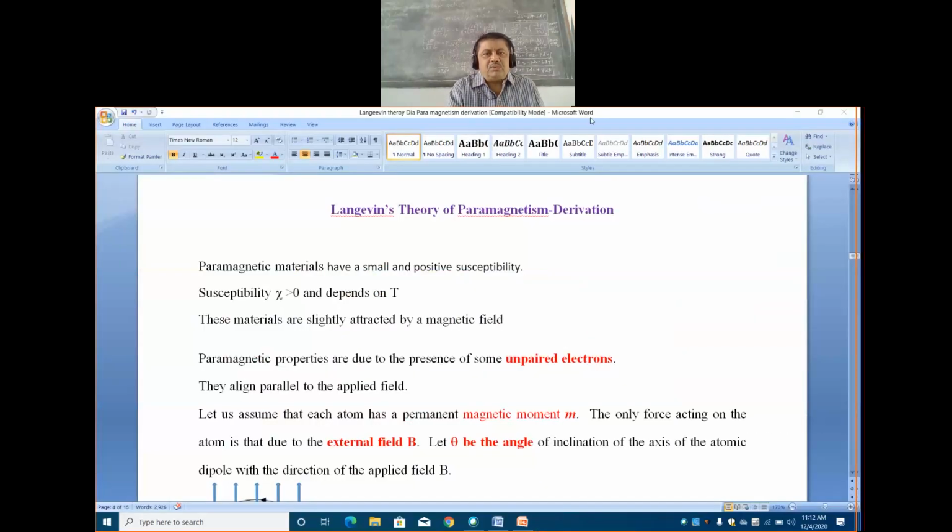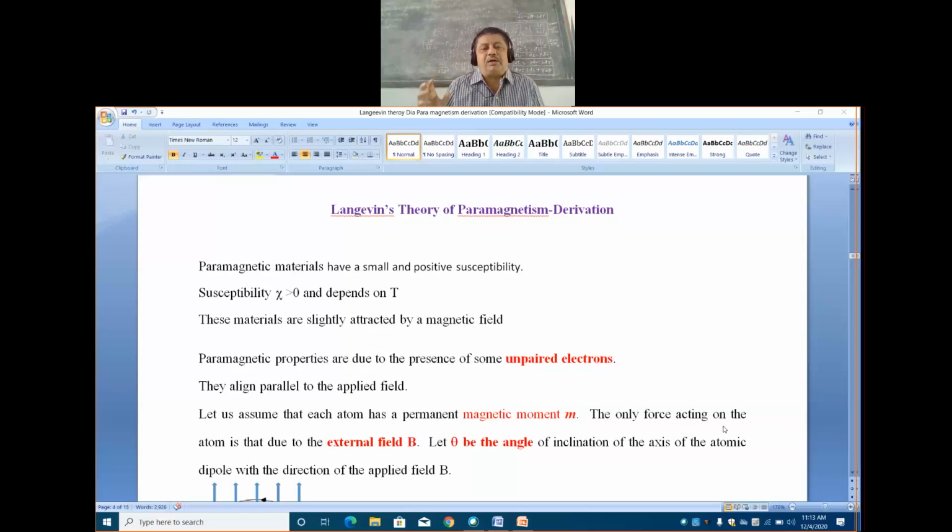So on your screen we have a topic heading: magnetic materials, derivation of Langevin's theory of paramagnetic materials, or theory of paramagnetism. It is a classical theory. Today's class is dedicated to the classical Langevin theory of paramagnetic material, and we are going to derive the steps very slowly. The basic understanding of paramagnetic materials is that they have very small and positive susceptibility.